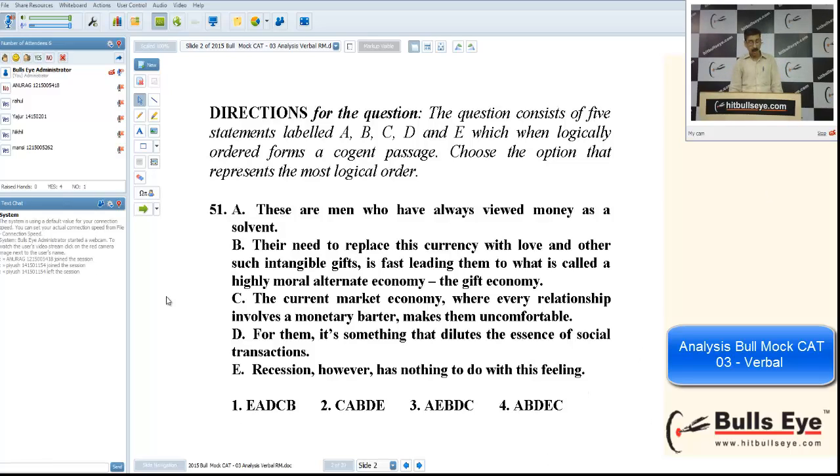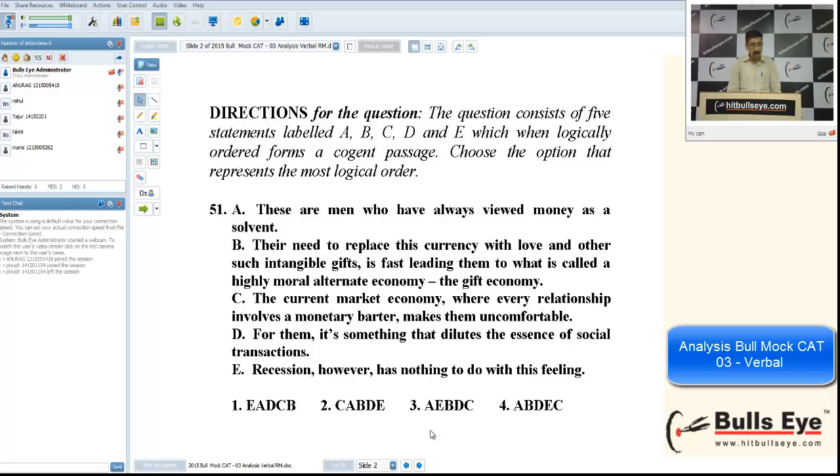And what they think is that there is a need to replace this currency with love. What exactly do they want? Their need to replace. This is exactly the point they wanted to come to, what they feel. Now recession has nothing to do with this feeling, because E is well connected with B in this sense. Finally, the feeling they have about money is in B. So B will finally conclude the passage. Story part. Am I clear? All of you? Anurag, Rahul, Yajur, Nikhil, Mansi. Shall I move on to the next question?